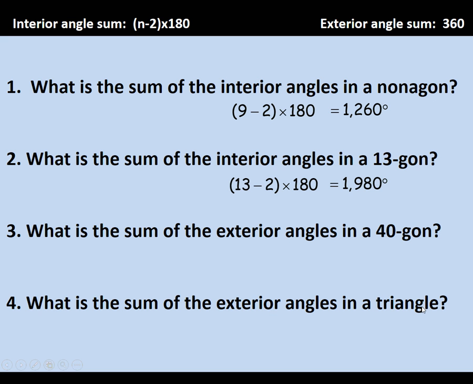The other two problems are a little bit different because now we're asking about exterior angles. When we talk about exterior angles, we no longer need the formula because the exterior angles add up to 360. So what's the sum of the exterior angles in a 40-gon? It's 360. What about the last question? What's the sum of the exterior angles in a triangle? Actually, you don't even have to know what the shape is. If it's the sum of the exterior angles, it's going to be 360.